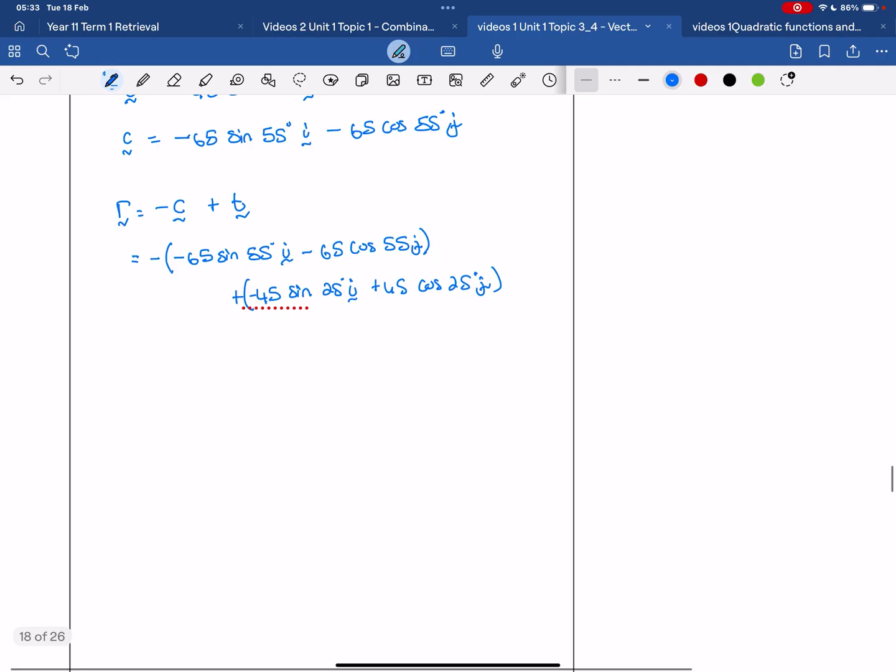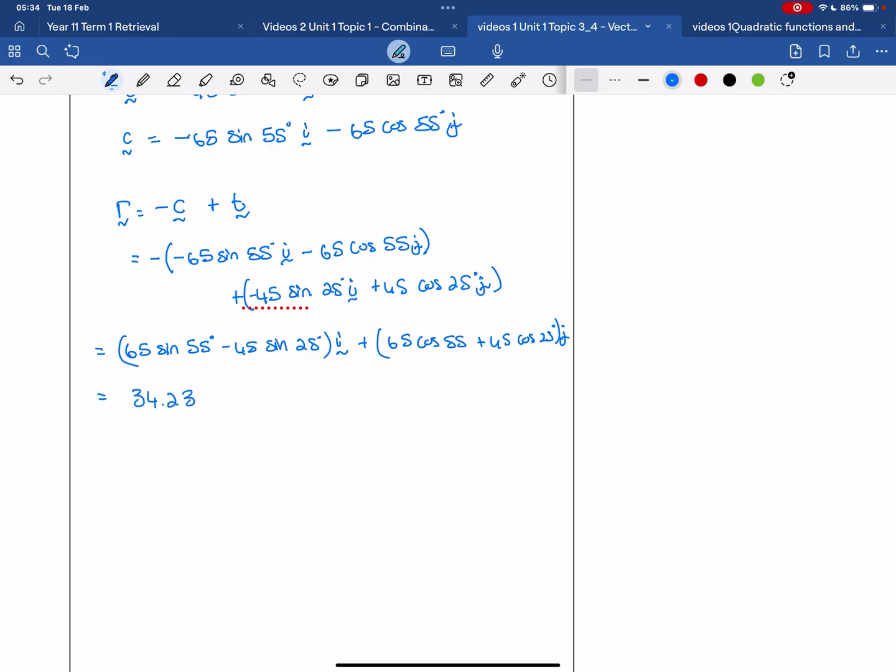And let's collect our I and J components. So we're going to have 65 sine of 55 minus 45 sine of 25 I plus 65 cos of 55 plus 45 cos of 25 J. And when we have added those together, we get 34.23 I plus 78.07 J. That's my resultant vector. It hasn't answered the question yet.